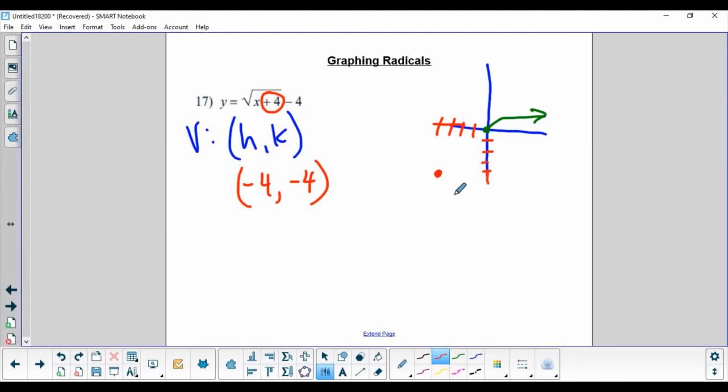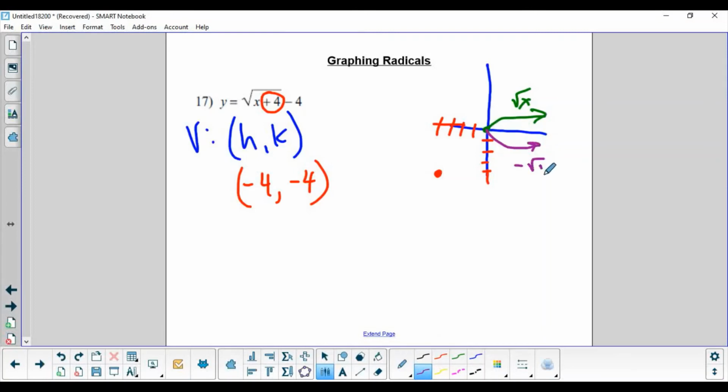So here's the point negative 4, negative 4. The last thing I'm going to do is look at the a value. The a value is going to tell me, do I need to flip my graph over the x, such as this? If the green is my parent function, then what if I were to have a negative in front of the square root? The green is square root of x. The purple will be negative square root of x. So it's just reflected over the x.